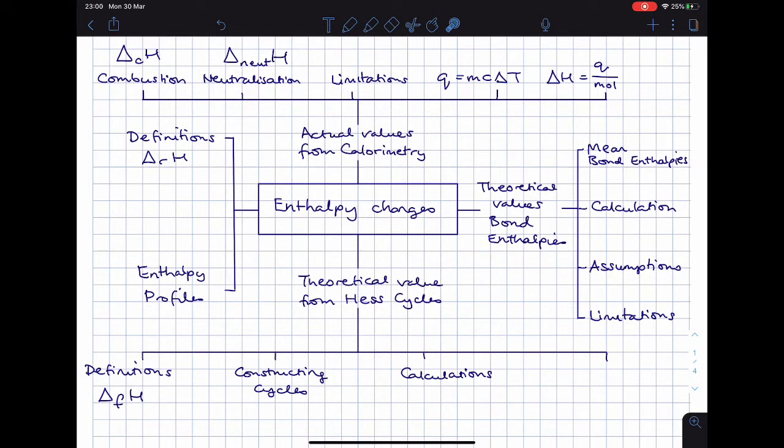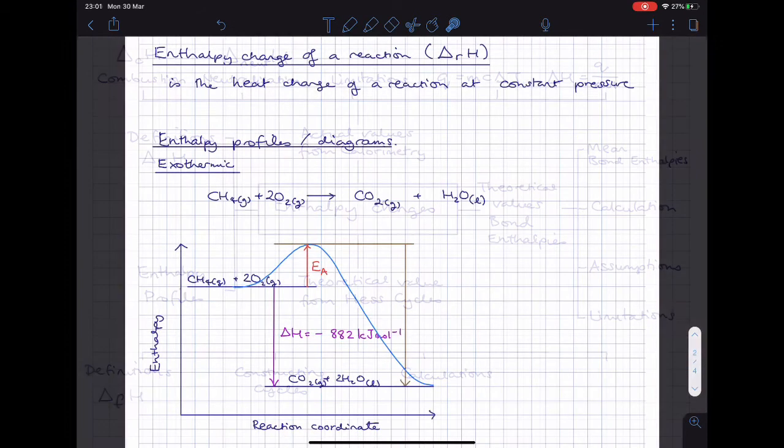Before we look at the definitions, we're going to look at enthalpy profiles or energy diagrams. And most of you have done these energy diagrams before, so this is a bit of revision, but we must be able to draw these correctly and not miss some details out that students often forget to include.